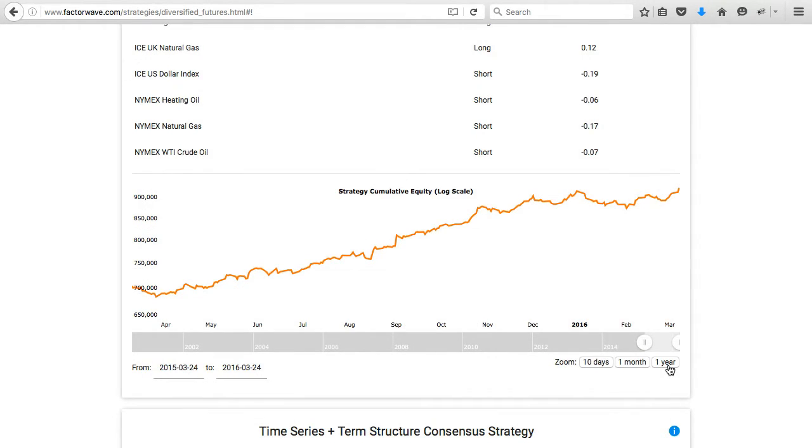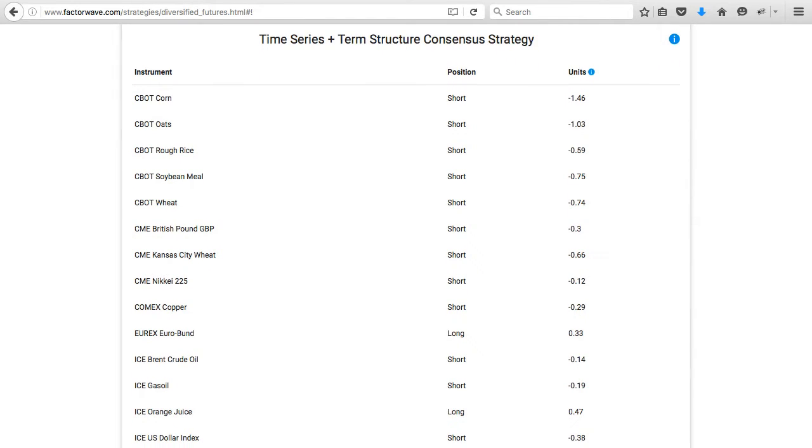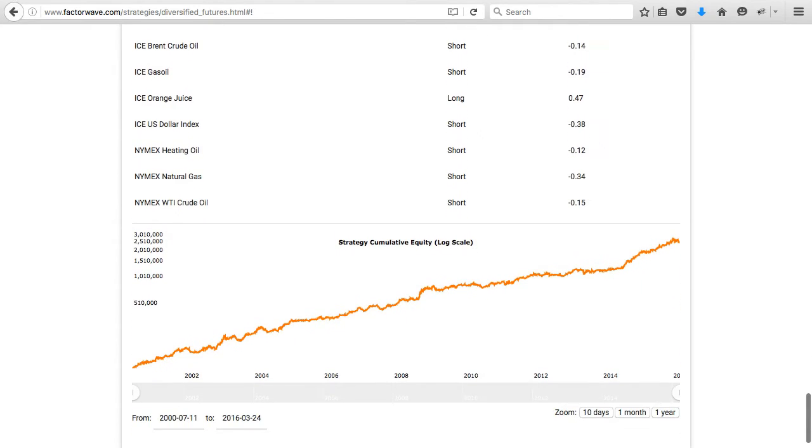Now, in addition to running each of these strategies separately, we've combined them. By that I mean we're looking for things that have the same sign in both strategies. So for example, here, if NYMEX heating oil was short, and it was also short in our previous strategy, we would go short in the consensus strategy. The consensus strategy is good because it typically trades far fewer individual commodities at a given time. It makes it easier to implement. And this is the cumulative P&L of the consensus strategy.